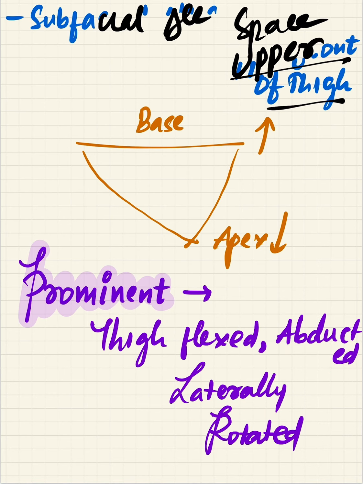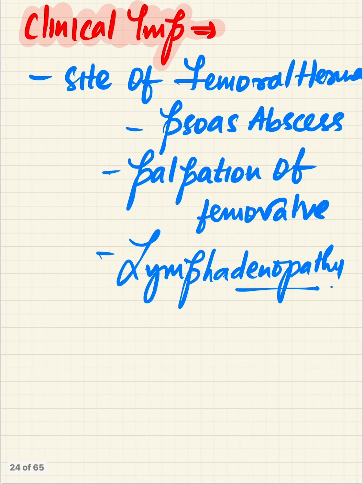So why should we learn about this femoral triangle? Because it's a site for the femoral hernia, that is, the protrusion of the abdominal contents into this space, and for abscesses of the psoas muscle, palpation of the femoral vessels, and lymphadenopathy, that is, enlargement of the lymph nodes present in this region.